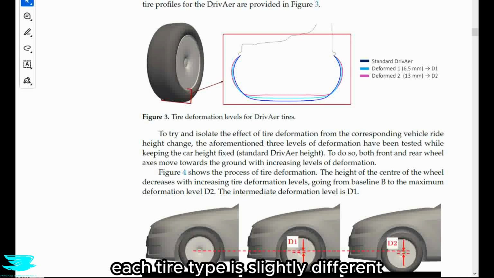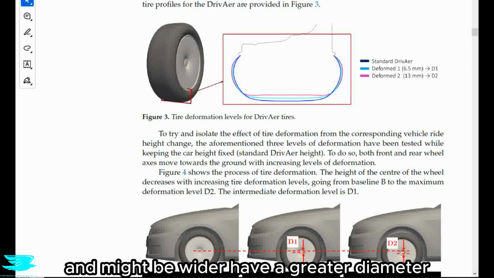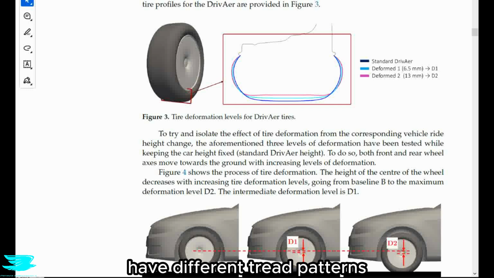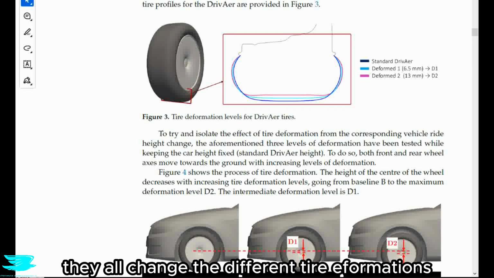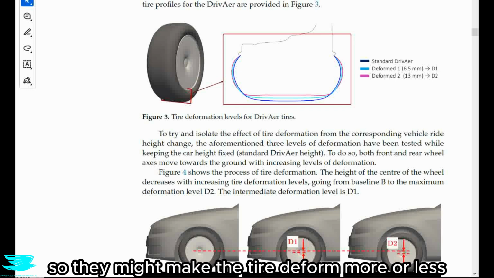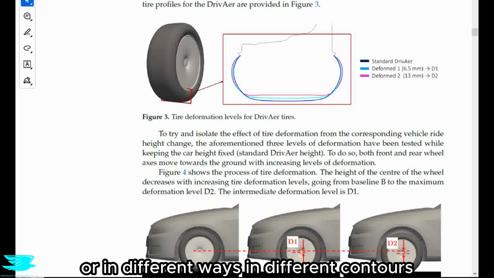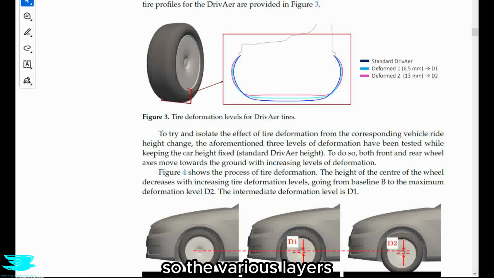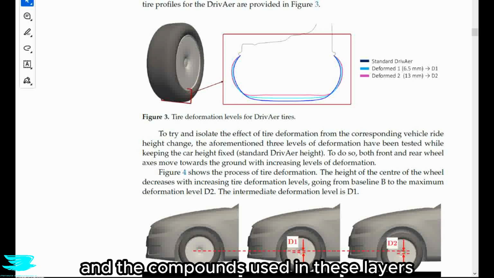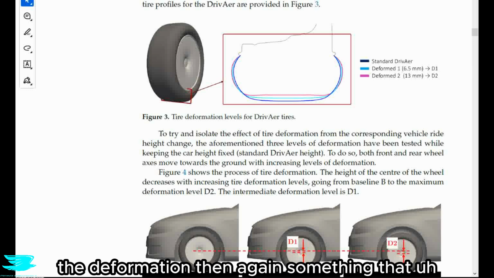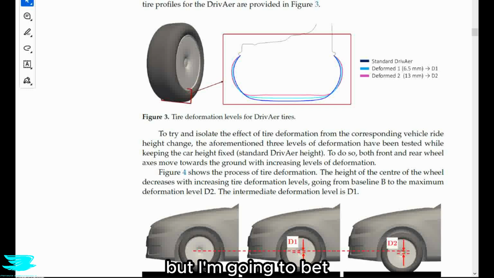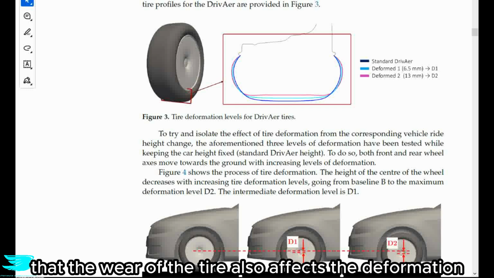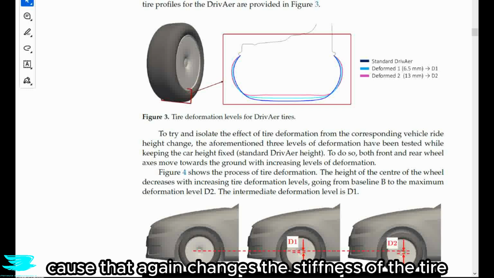And on top of that, each tire type is slightly different. They might be wider, have a greater diameter, have different tread patterns, and have different wall thicknesses, and so on. They all change the different tire deformations, so they might make the tire deform more or less, or in different ways, in different contours. Then the actual construction of the tire, so the various layers and the compounds used in these layers, change the stiffness and again the deformation. Then again, something that I can't remember seeing a paper on, but I'm willing to bet that the wear of the tire also affects the deformation, because that again changes the stiffness of the tire.